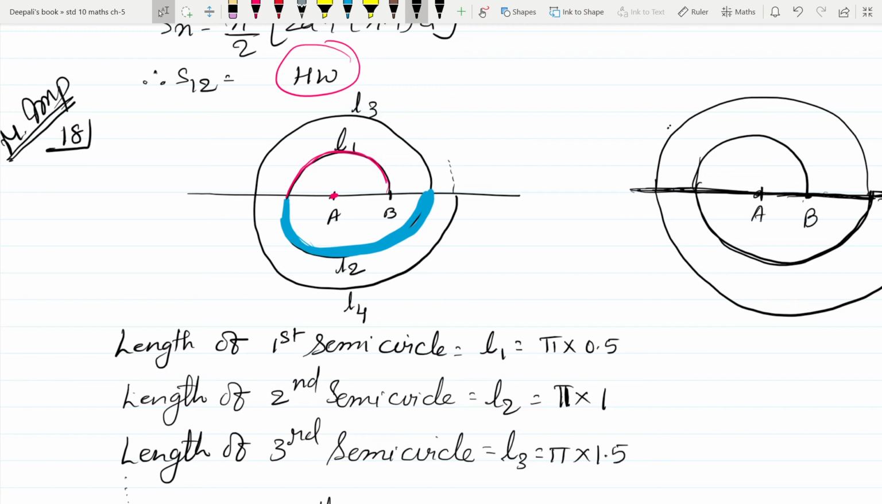Now suppose we take the length of the first semicircle L, it will be pi into 0.5. Then the length of the second semicircle. First semicircle is here. Second semicircle is from here till here, where B is the center. Now for the third semicircle, you will have A as the center because the centers are alternating. So it would be something like this. And for the fourth semicircle, again it would be from B as the center and you will have this as the semicircle. Like that there are 13 semicircles.